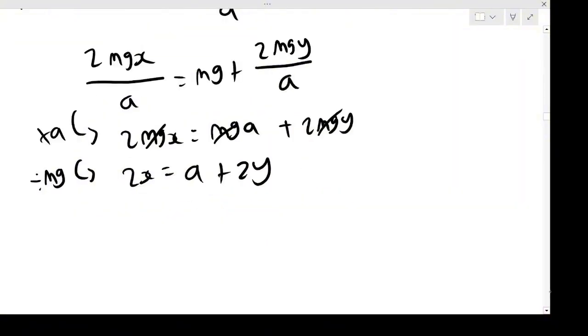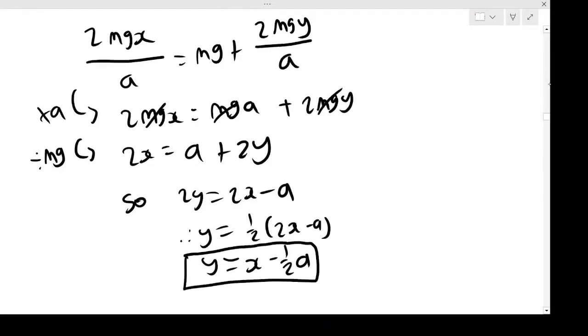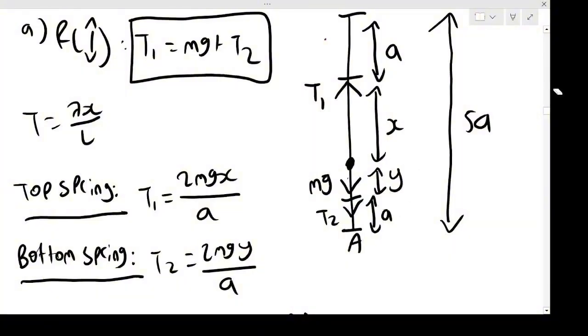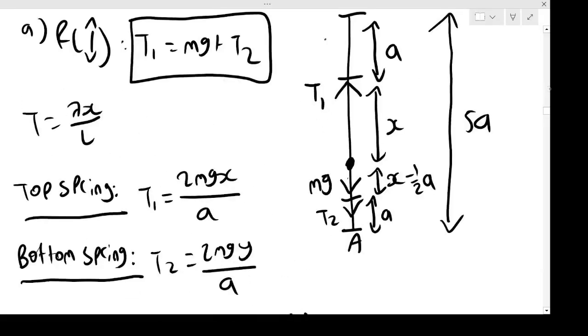Then I can just rearrange for y. So 2y is 2x minus a. Therefore, y is going to be half of this. We can expand it, so that would be x minus a half a. And so y here, I can say y is x minus a half a.